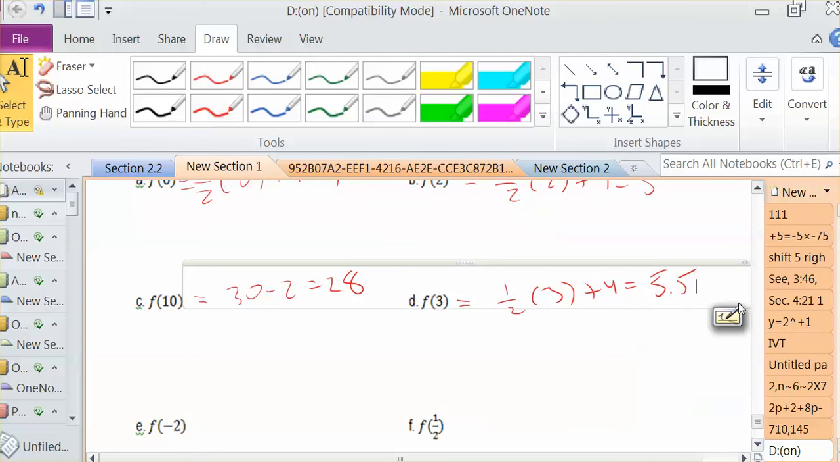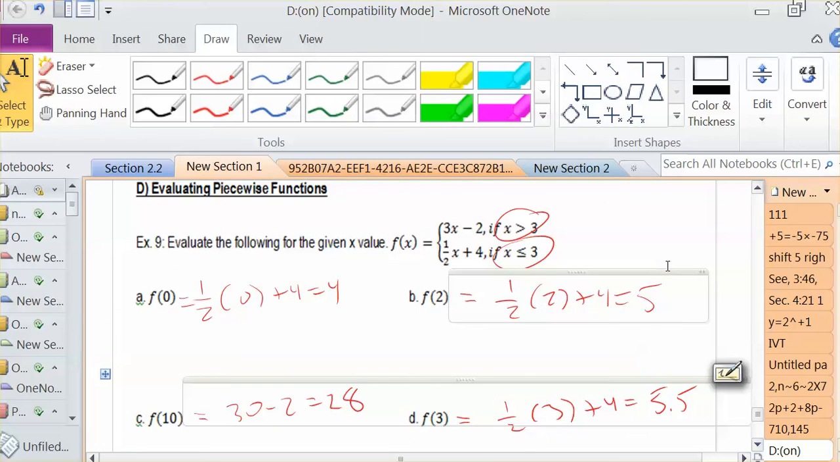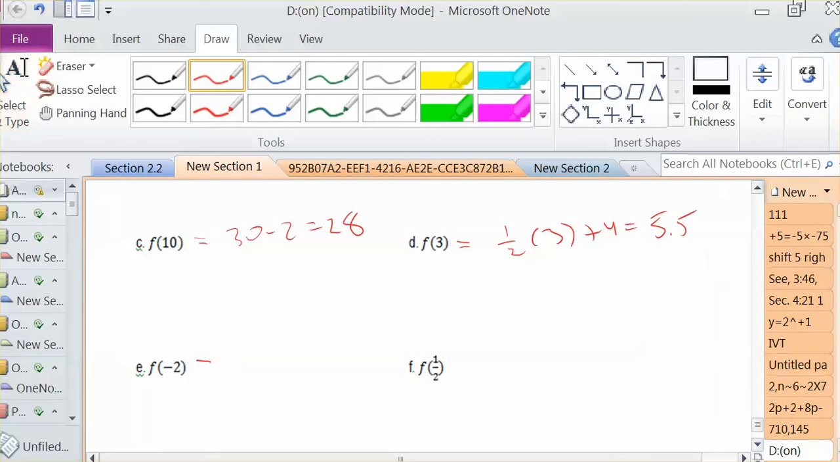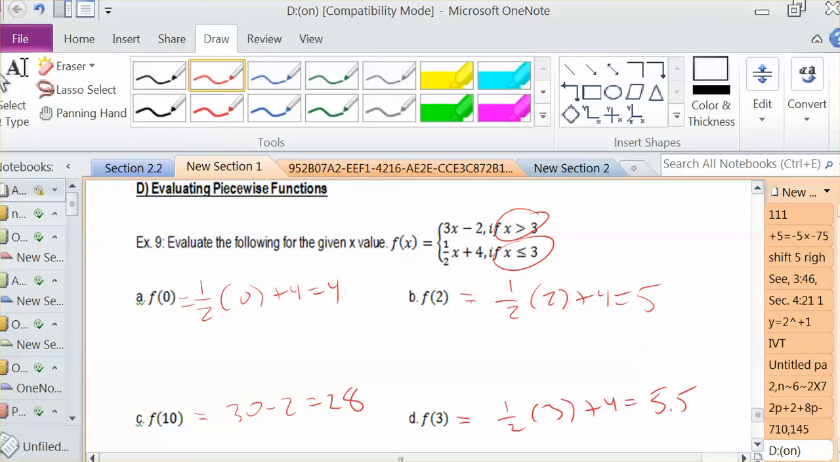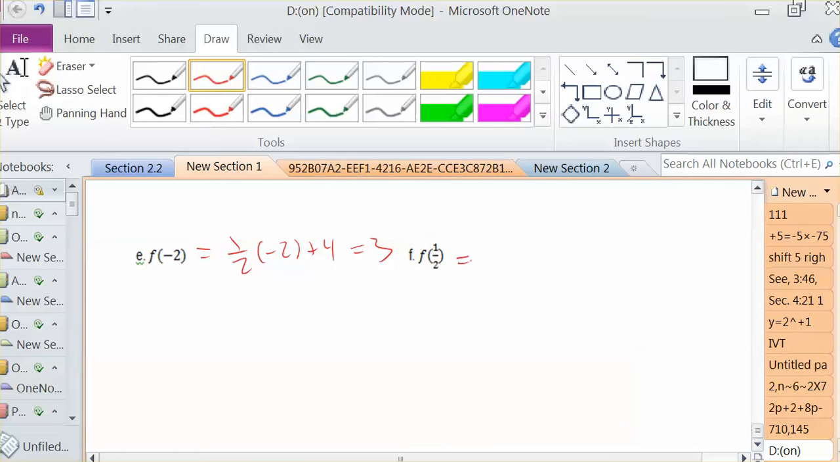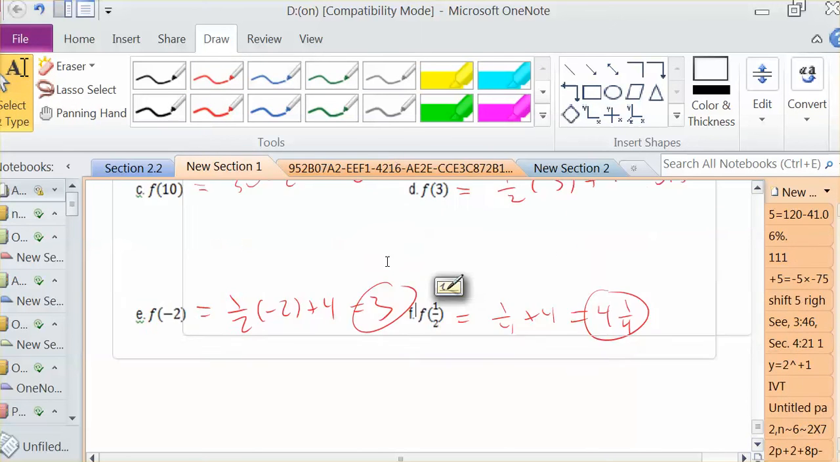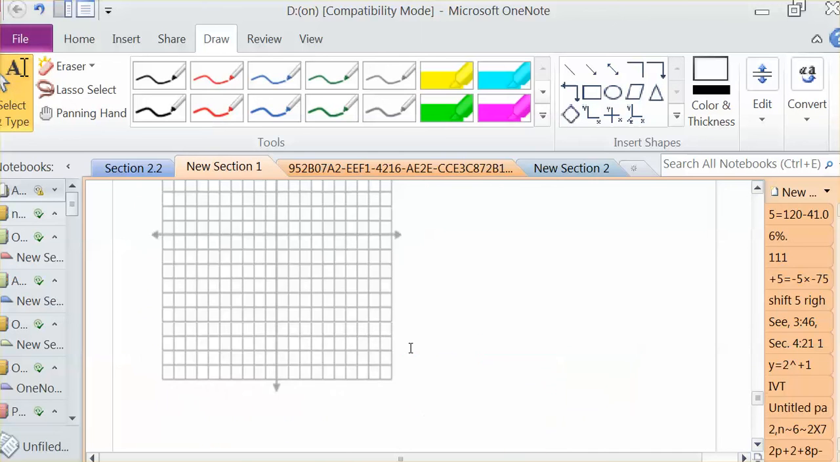If you do the other ones, they're also less than 3, so half of negative 2 plus 4. That's going to be 3. F of half, that's 1/4 plus 4, that's 4 1/4. Okay, so that's kind of review of piecewise functions.